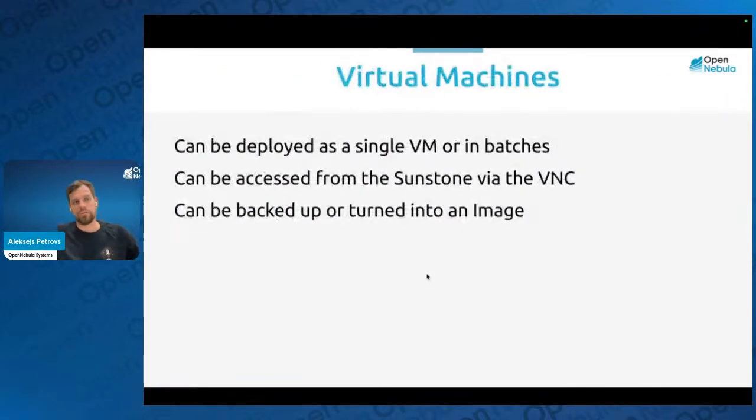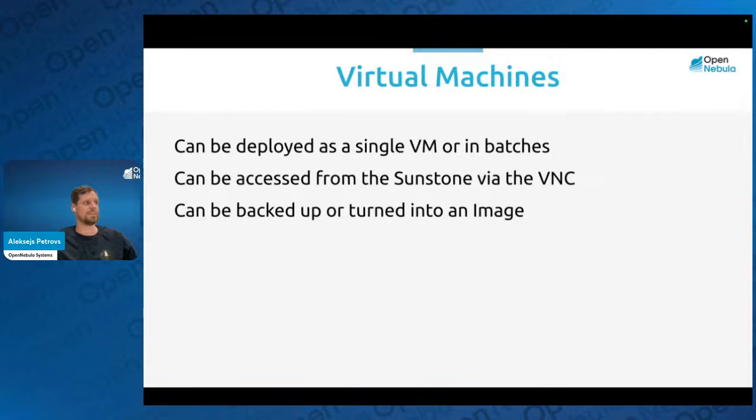So now we need to deploy the virtual machine. The cool thing about the virtual machine, once it's deployed, is that you can access it. By default, you can access it using VNC. So if you don't have secure shell configured, you still can access it and run some commands. You can back them up. So you can back up your virtual machines, or you can turn them into an image. So let's say you've installed some software and you would like to reuse this image in the future. So you can actually store this image.